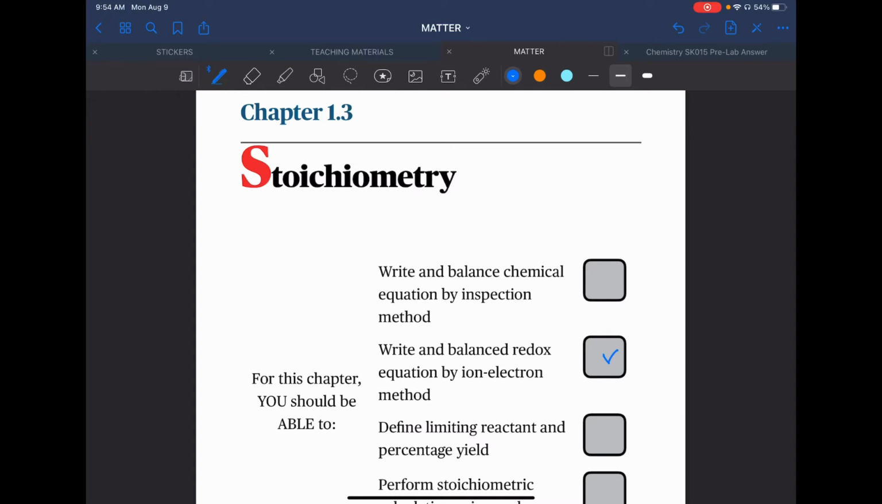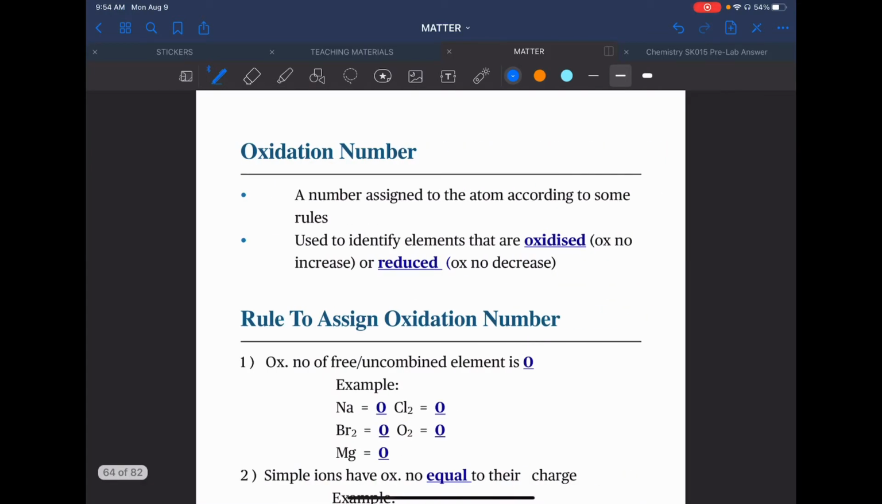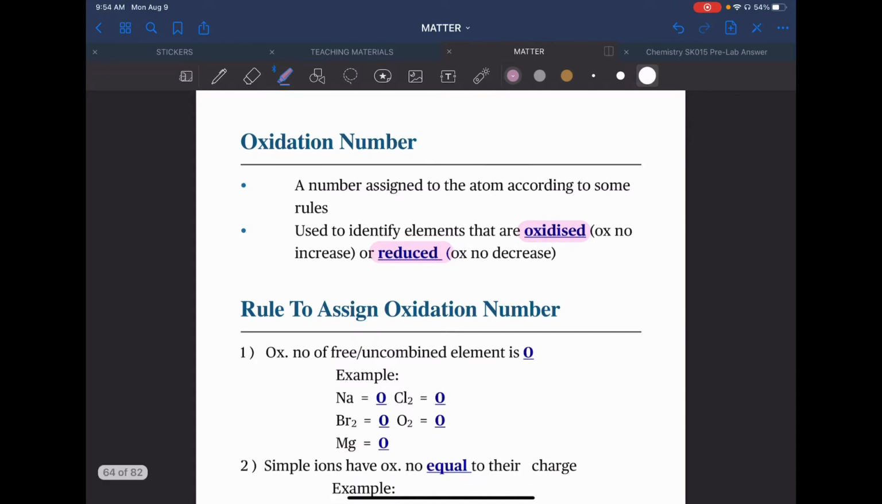Chemical equation. Okay, let's get started. What is oxidation number? Basically, oxidation number is a number assigned to the atom according to some rules. So each of your atoms has its own oxidation number. The oxidation number is used to identify elements that are oxidized or reduced. So oxidation number tu bagi tahu kita bahawa sama ada atom awak tu reduce or oxidize.